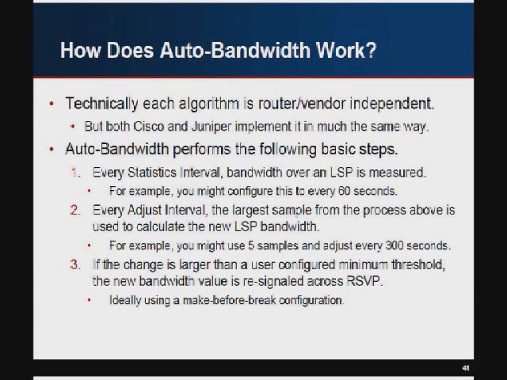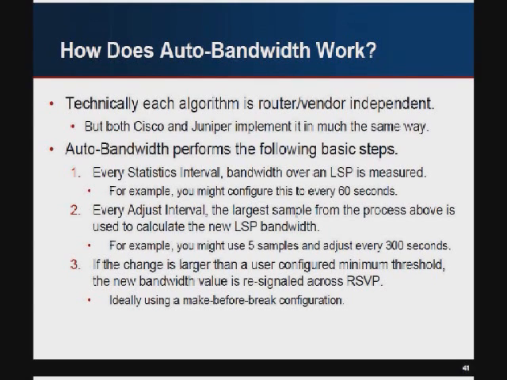So what you have is you start with a statistics interval. It's the interval over which the bandwidth is measured. For example, you might configure a 60-second statistics interval if you want a 1-minute average, and it's a good way to detect microbursts. You might do a 5-minute average if you want it to be a little slower. But every 60 seconds, or whatever you configure, you determine how much bandwidth is being forwarded across this LSP. Then you have an adjust interval, and you say, every adjust interval, I take the biggest sample that I saw from those statistics intervals, and I go out and signal that as the new bandwidth.